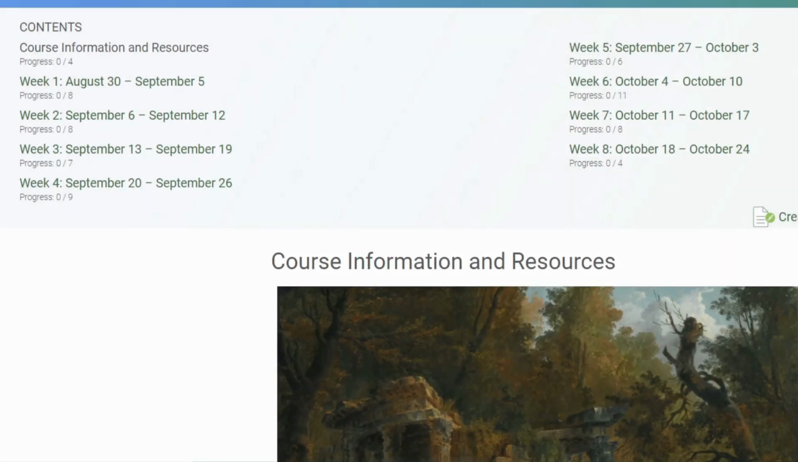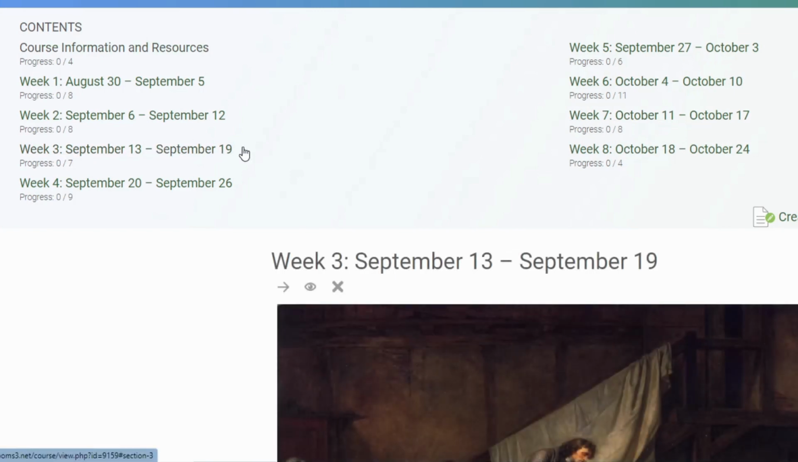You can also access the lectures directly from Moodle. For Lecture 11, for example, we would first enter the area of the course for Week 3. Then we can find Lecture 11 by scrolling down on this page.